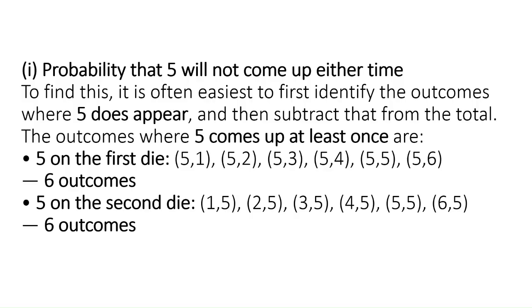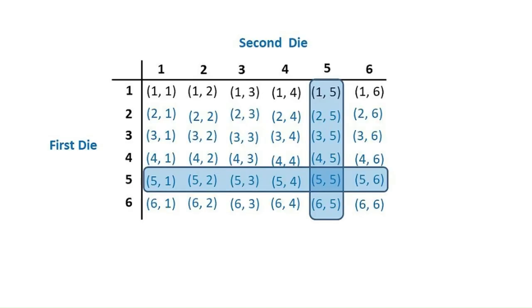So, the outcomes where 5 comes up at least once. When we take the first die, the outcomes where 5 appears are 51, 52, 53, 54, 55, 56. When we consider the second die, it will be 15, 25, 35, 45, 55, 65. This is for the die thrown first time and second time, or two dice simultaneously, the first die and the second die. These are the total outcomes for this scenario.